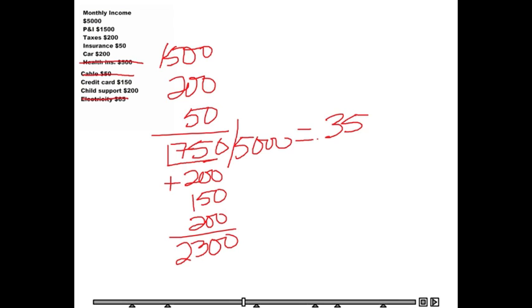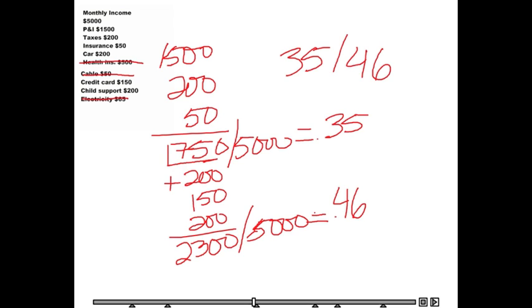To figure out back-end debt ratio, we're going to divide that number by $5,000, which is our total monthly income. And when you divide the $2,300 by the $5,000, that gives you on your calculator, 0.46, which means your back-end debt ratio is 46%. So the borrower's debt ratios on this loan are going to be 35/46. And just remember, the back-end debt ratio includes all the borrower's payments for which they are obligated, including the housing payment.